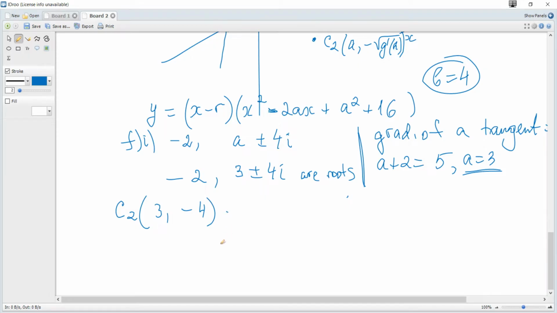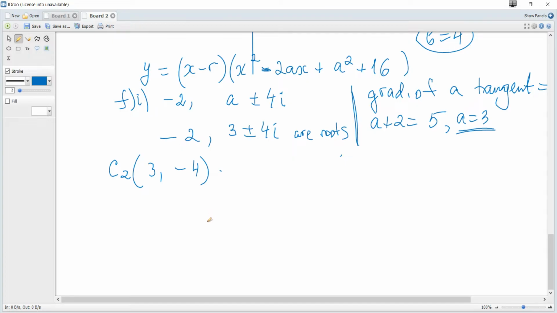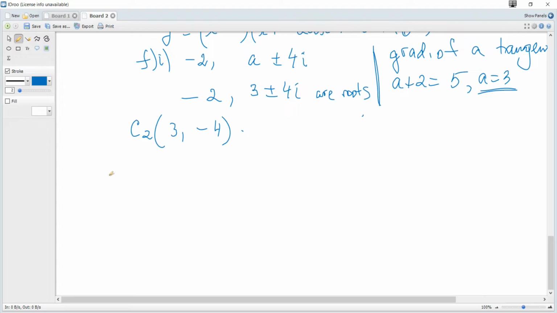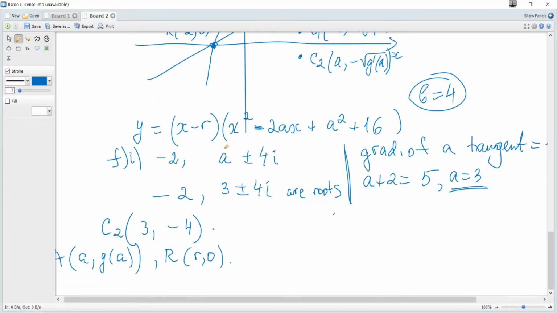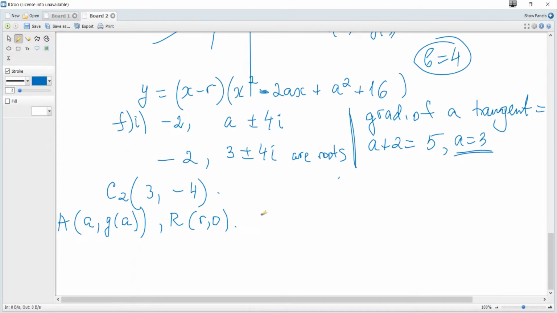The next, it is given that consider the curve y is x minus r, x squared minus 2ax plus a squared plus b squared, for a is not equal to r, b is positive. The point A with coordinates a, 0, and R with coordinates r, 0, are as defined in part d(ii). So A is this point, R is this point, and the curve has a point of inflection at P. And question G(i) shows that the x coordinate of P is 1/3 multiplied by 2a plus r.